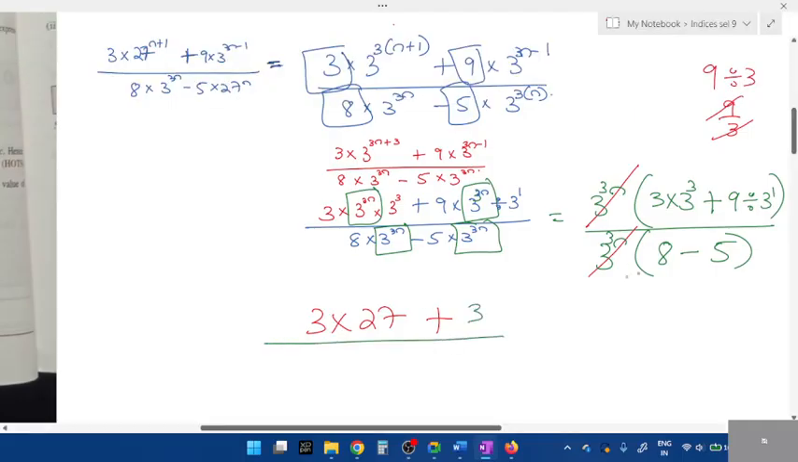Divided by 8 minus 5 is 3. Okay, so 3 into 27 plus 3. Add this and divide by 3, you'll get the final answer. 3 into 27. 3 sevens are 21. 3 twos are 6, 7, 8. 81 plus 3. 84 divided by 3. The answer is 28. Can you check the answer in the textbook? Is it 28?